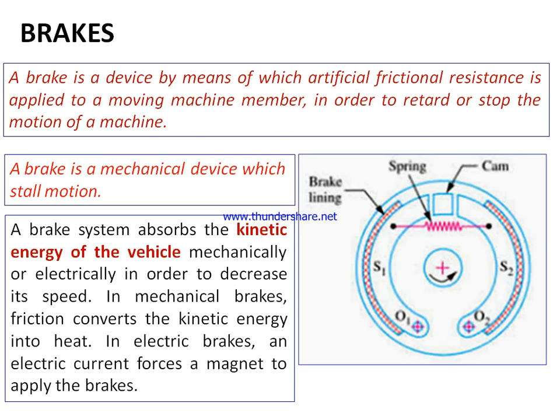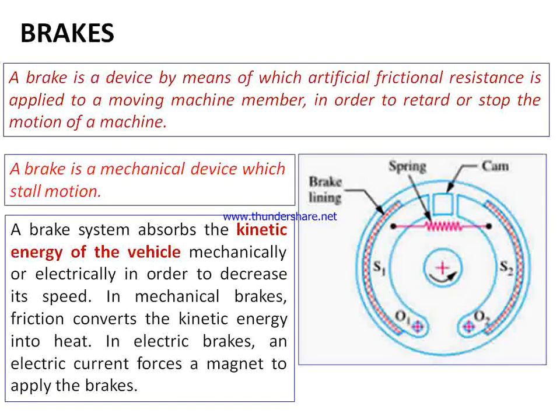Now a brake is a device by means of which artificial frictional resistance is applied to a moving machine member in order to retard or stop the motion of a machine. So if any moving member is there, we have to apply some force in order to retard its motion. And there should be some elements involved in it, and our purpose is to design those elements. Right. So another definition of brake is it is a mechanical device which stalls the motion.